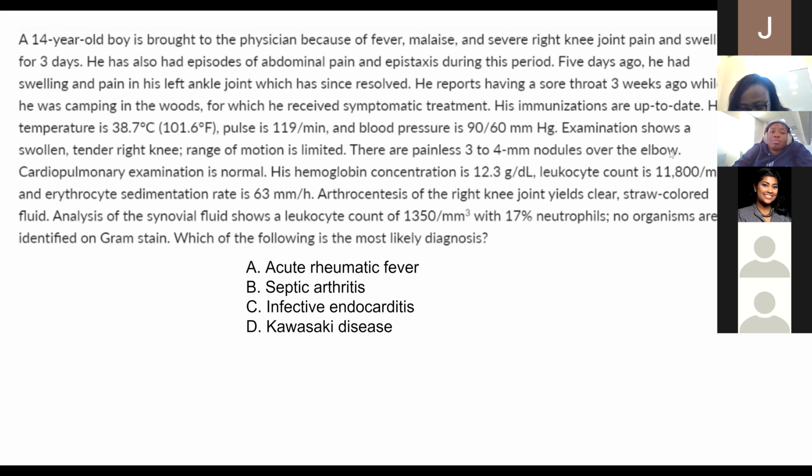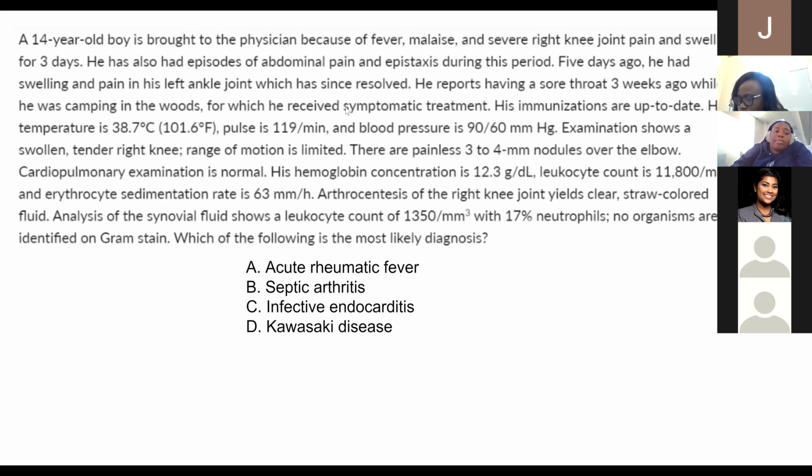So let's go over what criteria we need. We need arthritis of some kind. That's a major criteria, right? Here we have arthritis specifically in the severe right knee joint, but he also had swelling and pain in his left ankle joint. So here we had it in the right knee, now we have it in the left ankle. That is arthritis, specifically, sorry, it's migratory polyarthritis. That's a huge one. That basically means you have arthritis in one spot, now next week you have arthritis in a different spot, like it's just migrating all over the place. So that's a huge thing.